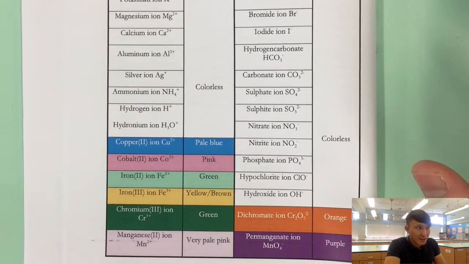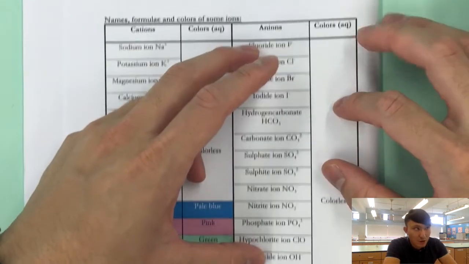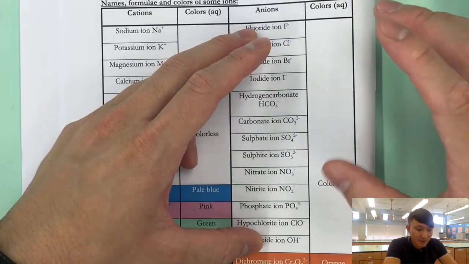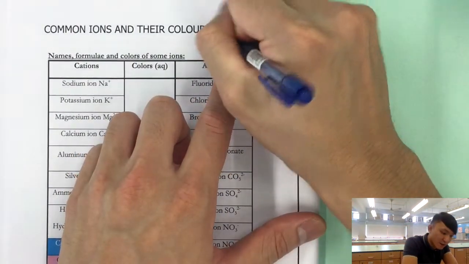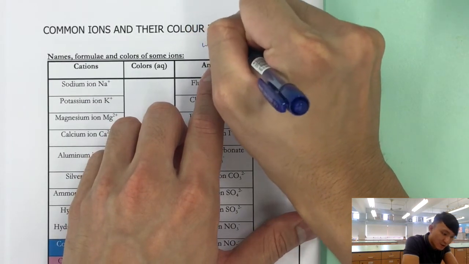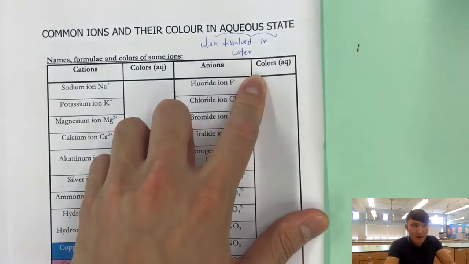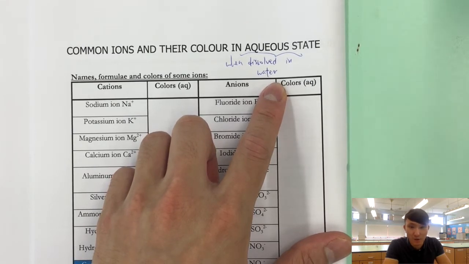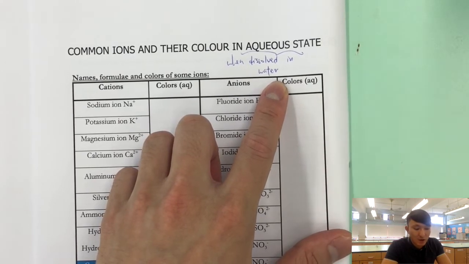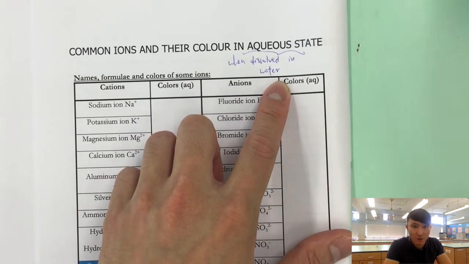Now the good thing is most of them are colorless, okay? Especially the negative ions. Most of the negative ions are colorless, okay? And we are talking about in aqueous state. That means when dissolved in water, okay? Now because for ionic compound or for ions, they could have different color when it is dissolved in water or when they are in solid form. So we are talking about these colors in aqueous state when all these ions have been dissolved in water.